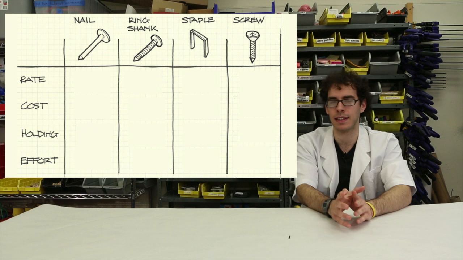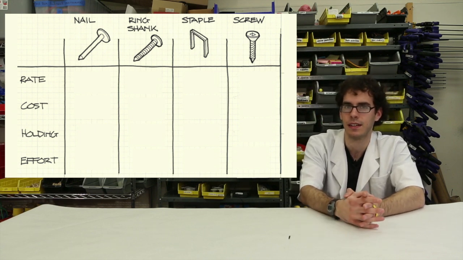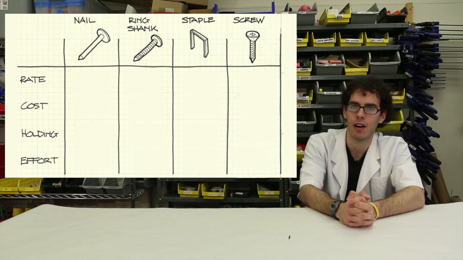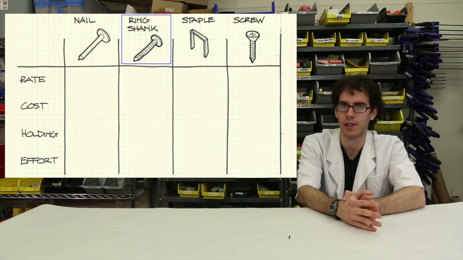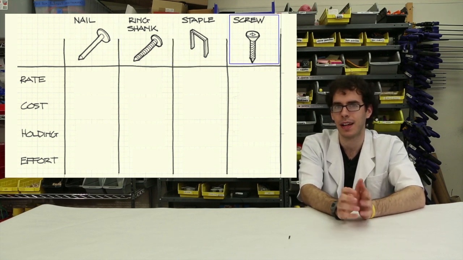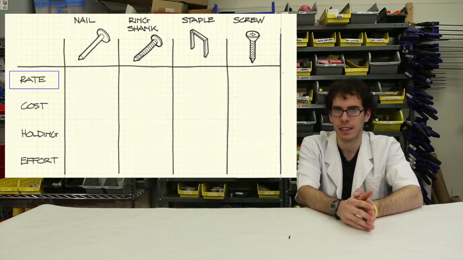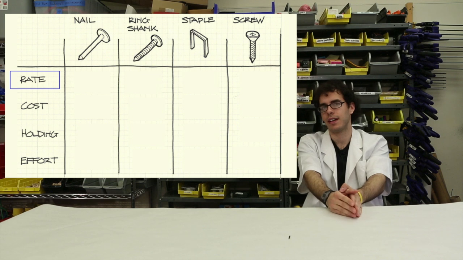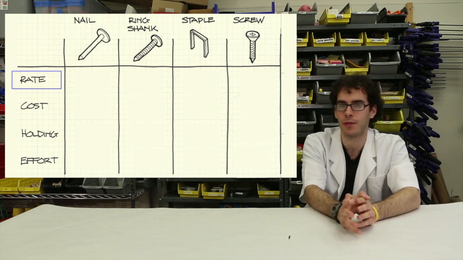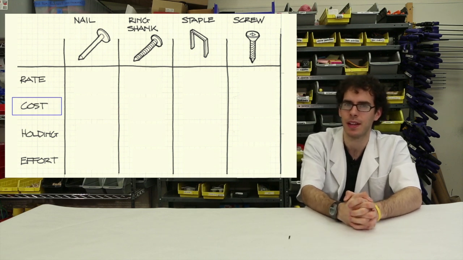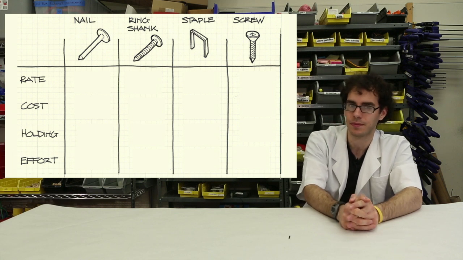Let's take a look at an example with different fasteners. So here you'll see the different fasteners being compared are the nail, the ring shank, which is basically a nail with several rings on it, the staple, and the screw. On the other axis, you'll see the different criteria that these fasteners are going to be compared on. So you'll see the rate to apply the fasteners, the cost, the holding power, and the effort to install.